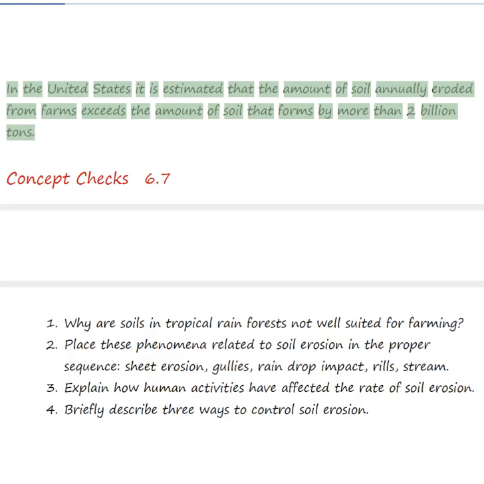In the United States, it is estimated that the amount of soil annually eroded from farms exceeds the amount of soil that forms by more than 2 billion tons.